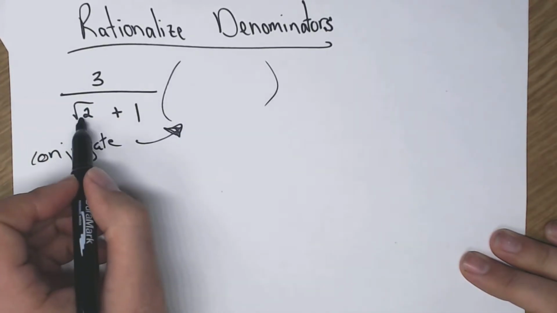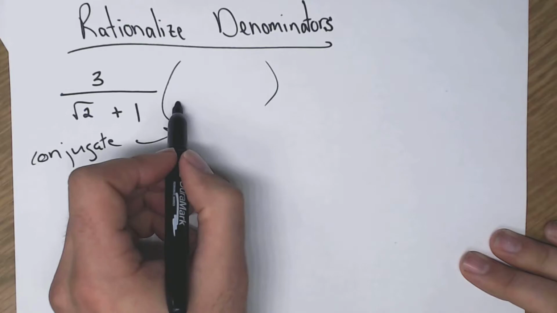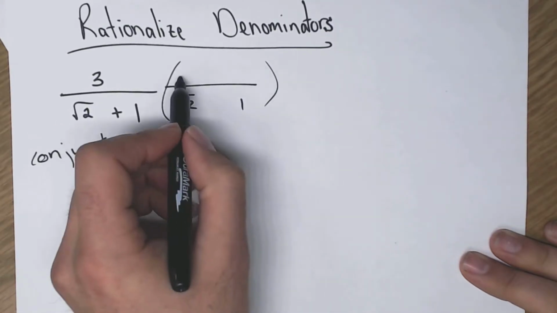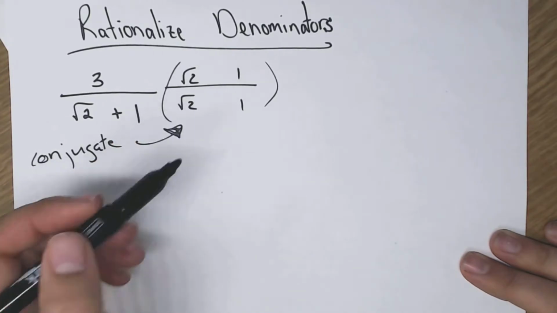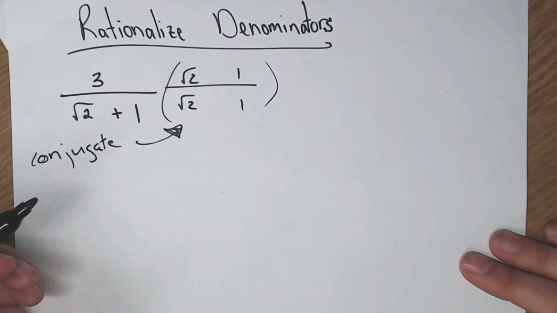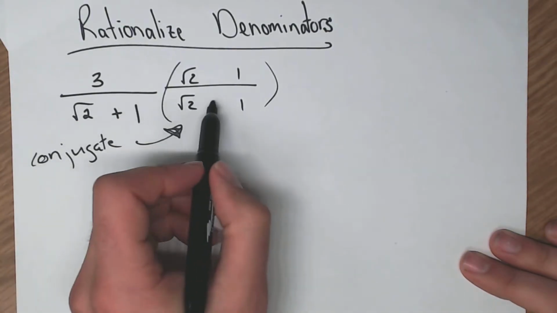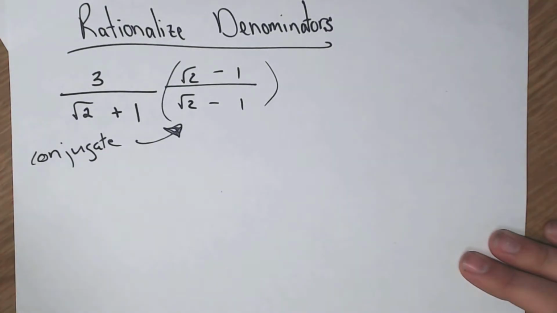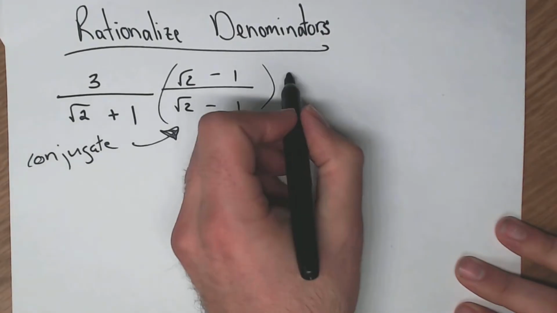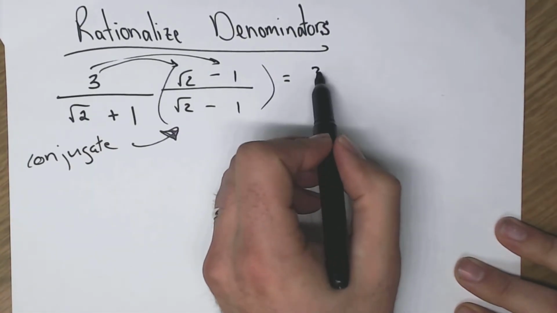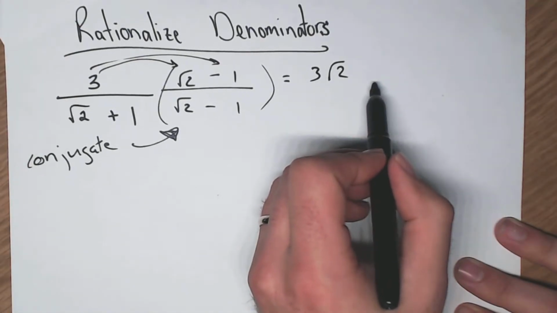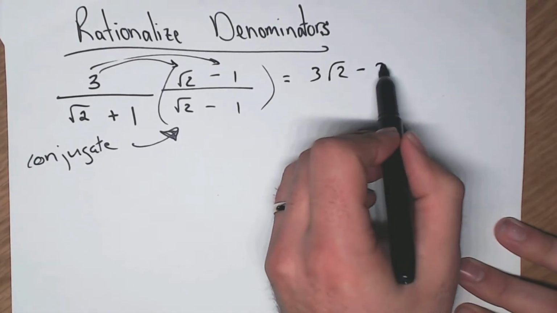The conjugate in this case is going to be the same as these two numbers, so I'm going to have the square root of 2 and a 1 on top and on bottom. As long as I do it on top and bottom, then I don't change the actual equation. But instead of plus, I use minus. This is the same thing as when we were using imaginary numbers. Make sure you distribute this 3 in. So I have a 3 square root of 2, and I have a negative 3.